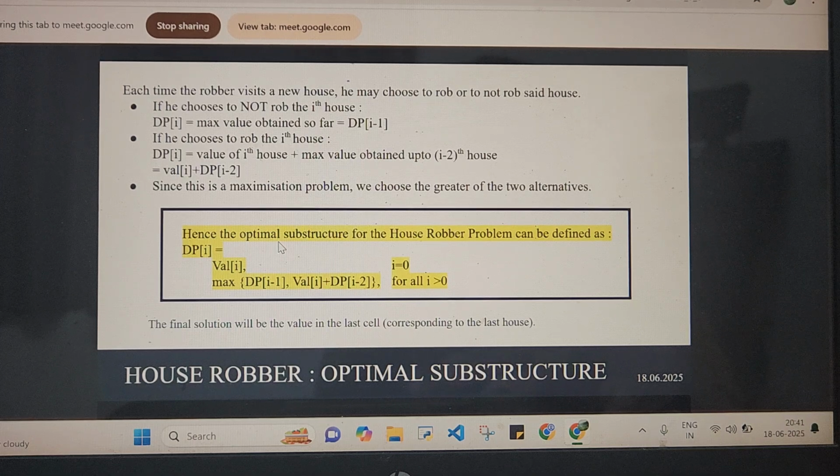So to summarize the optimal substructure for this problem, you can say dp of i equals val of i if i equals 0, meaning for the very first house or the 0th house, the maximum value that can be obtained is equal to the value of that house itself. It happens when you rob that house. For all the subsequent houses, it is max of dp of i minus 1, comma, val of i plus dp of i minus 2. The former case, dp of i minus 1, being when you do not rob the ith house. The latter case, val of i plus dp of i minus 2, being when you do rob the ith house.